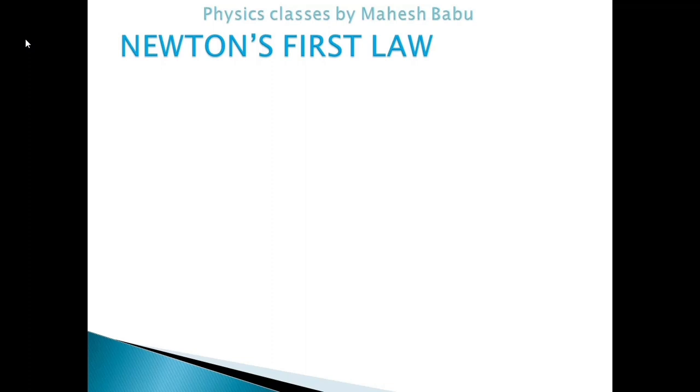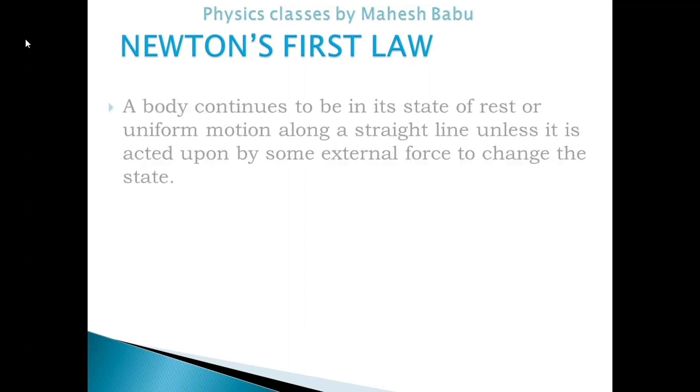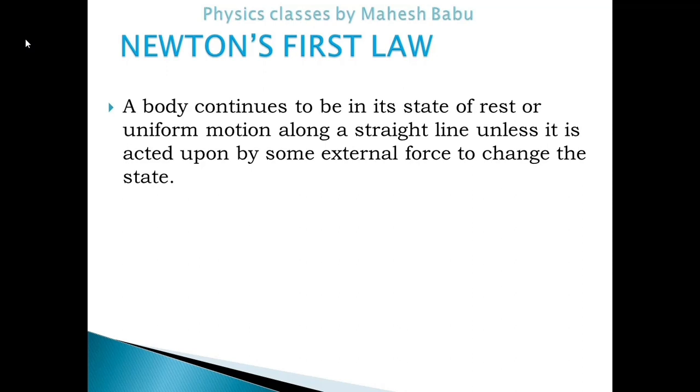Next, based on this law of inertia, Newton gave his first law. What is the law of inertia? By itself, a body can't change either its state of rest or uniform motion. Now we see Newton's first law: a body continues to be in its state of rest or uniform motion along a straight line unless it is acted upon by an external force. If there is no external force, the body continues to be in its state of rest or uniform motion along a straight line.